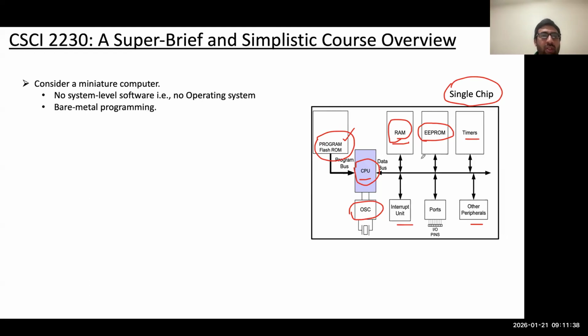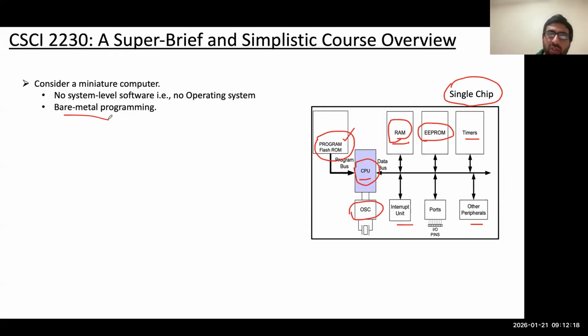If we don't have an operating system or system level program, and we still want to make use of this miniature computer, we need to do bare metal programming. Bare metal programming basically means that we first study the hardware or the internal details of this single chip, how these different components are connected with each other and how they interact, and then based on that knowledge we write the program. We write that program in assembly language, right?